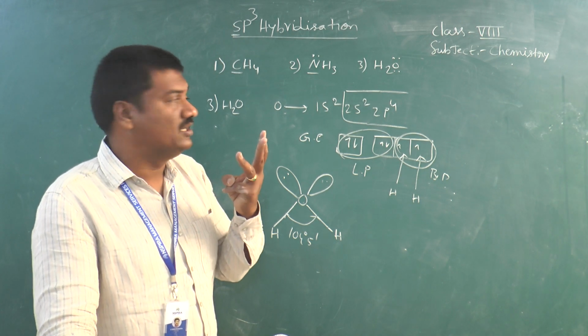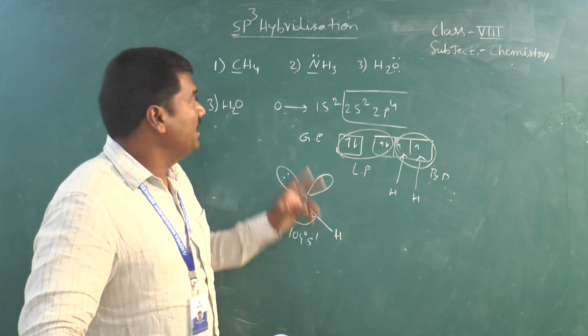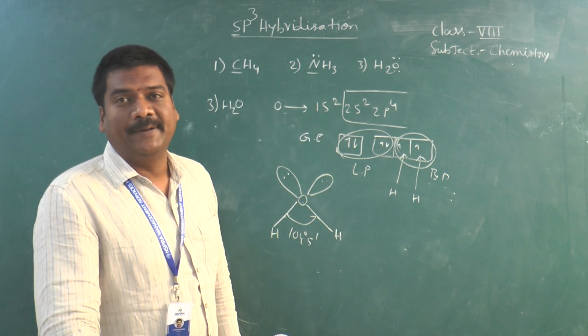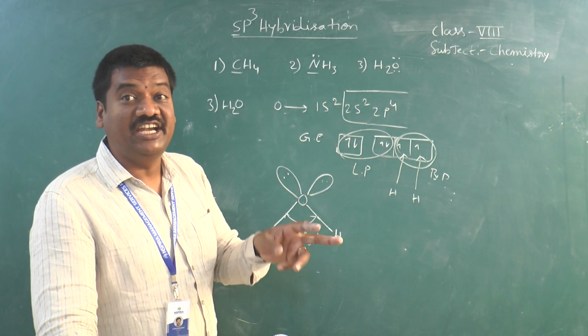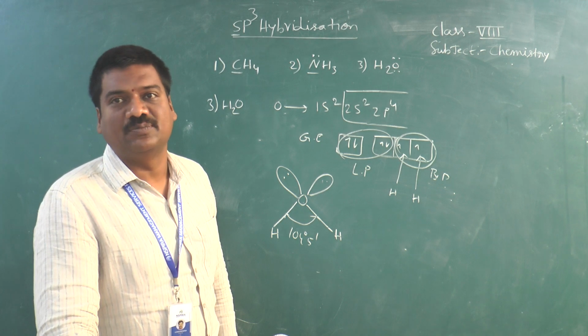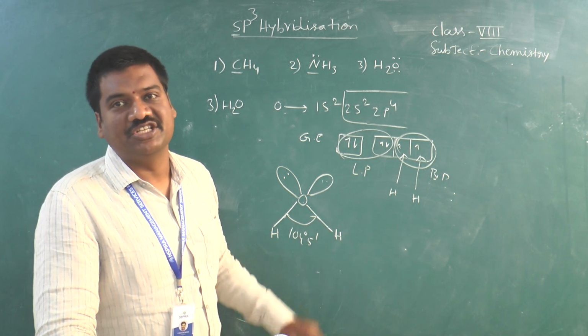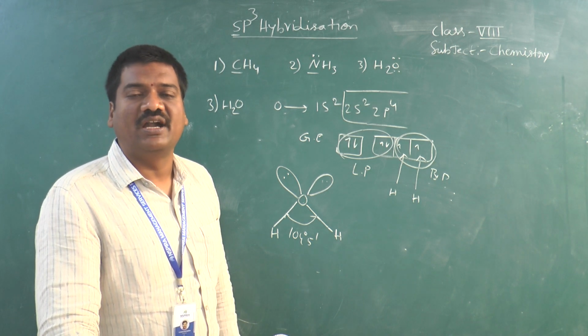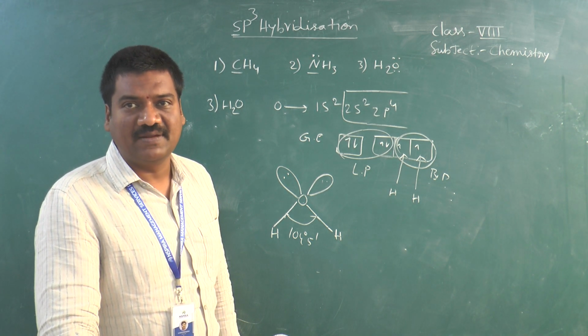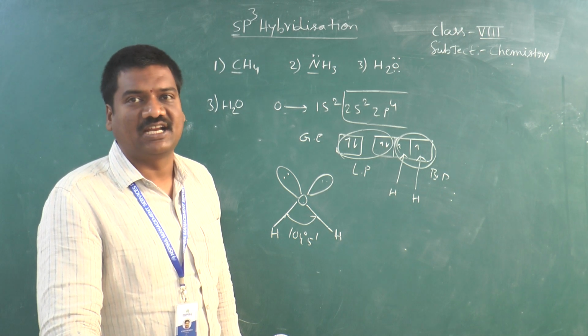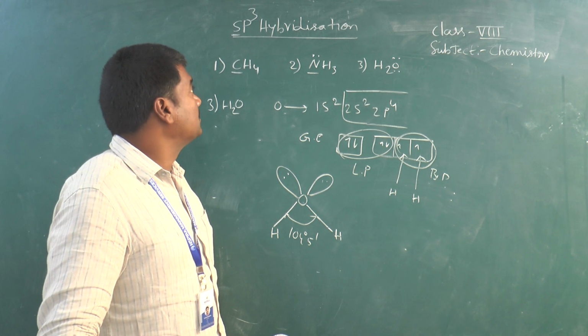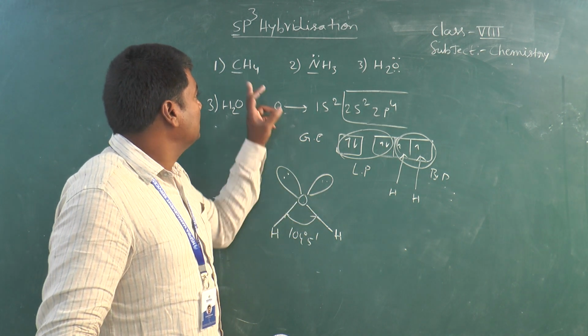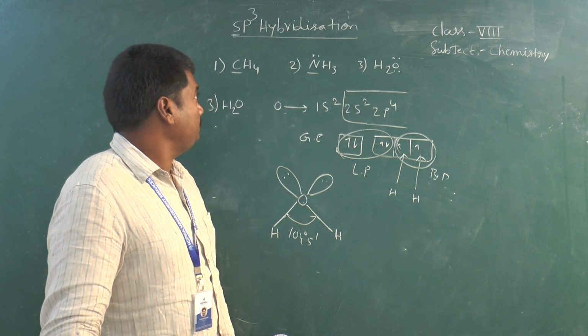We discussed 3 different examples, with 3 different shapes of molecules and different numbers of lone pairs and bond pairs, but the hybridization is the same. The only difference is the number of lone pairs of electrons and the number of bond pairs of electrons in the central atom. Okay, like this we can discuss. Now the examples: CH4, NH3, H2O.